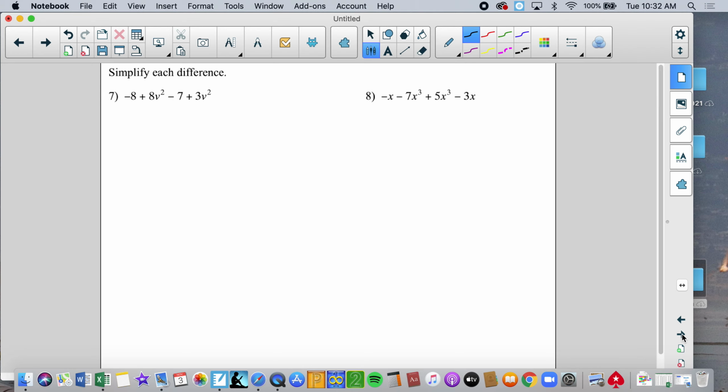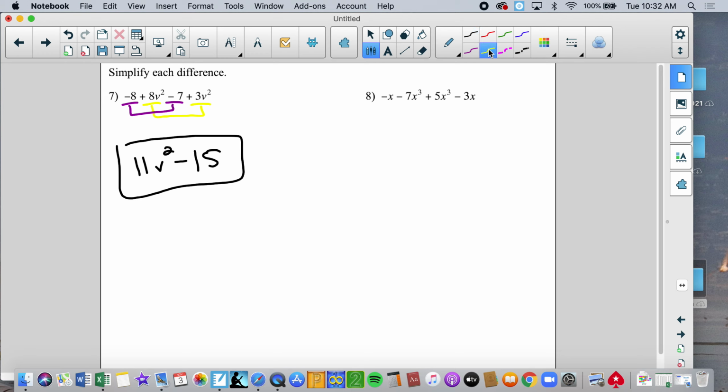We're looking for like terms. I see v squared and v squared. I see a constant and a constant. Variables are always going to come before constants. So my coefficients of v squares are 8 and 3. That makes 11v squared. And then my constants are -8 and -7, which makes -15.